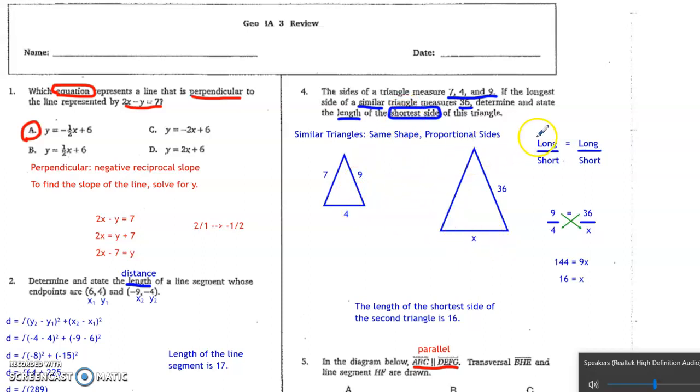So we need to set up a proportion. In this proportion, I did long over short equals long over short. I could have done short over long equals short over long. Same thing. Cross multiply, solve, 16.